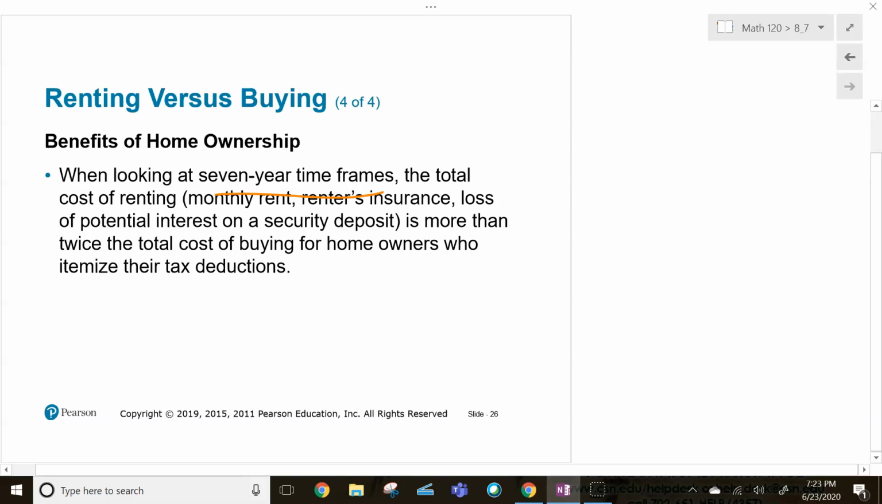more than twice the total cost of buying for homeowners who itemize their tax deductions. I've often heard it said if you're going to be in a place for a while, for 5 years at least, and if you have the money to put 20% down and take out a very conservative loan, then it is typically worth your while to own.